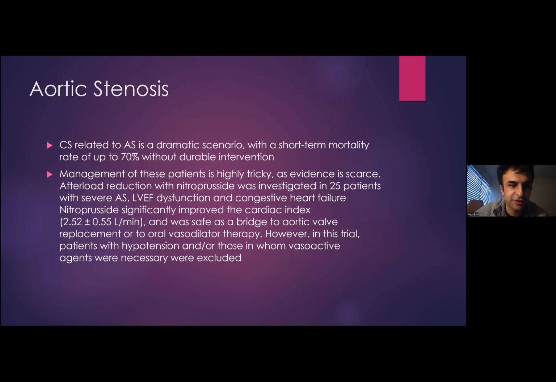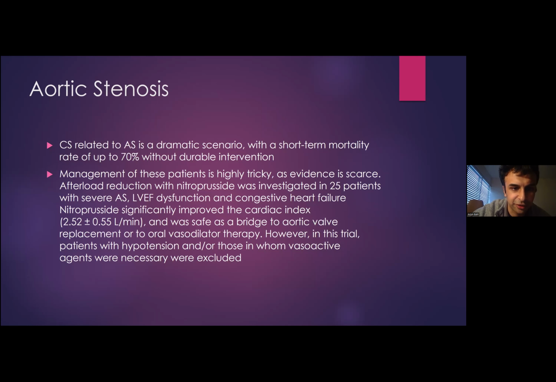Aortic stenosis has really high mortality and is a really big problem in cardiogenic shock. The only definitive treatment is replacing the valve. You have to stabilize them though before they can get the valve. There's something called balloon valvuloplasty, which is attempted, but there's not a lot of data on it. What you want to remember is that the main issue is afterload. If the afterload is high, the aortic valve is never going to open. And so the main management of this is nitroprusside.